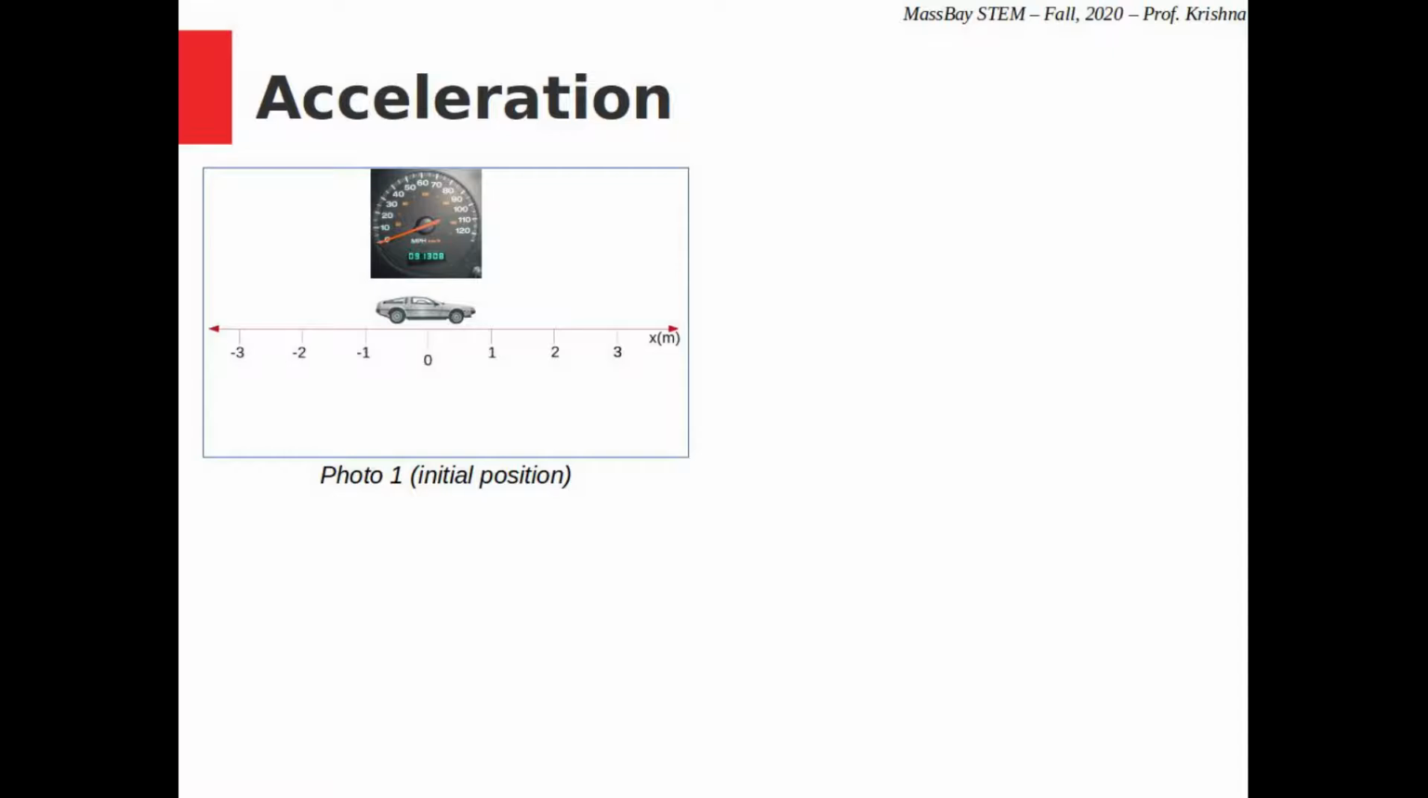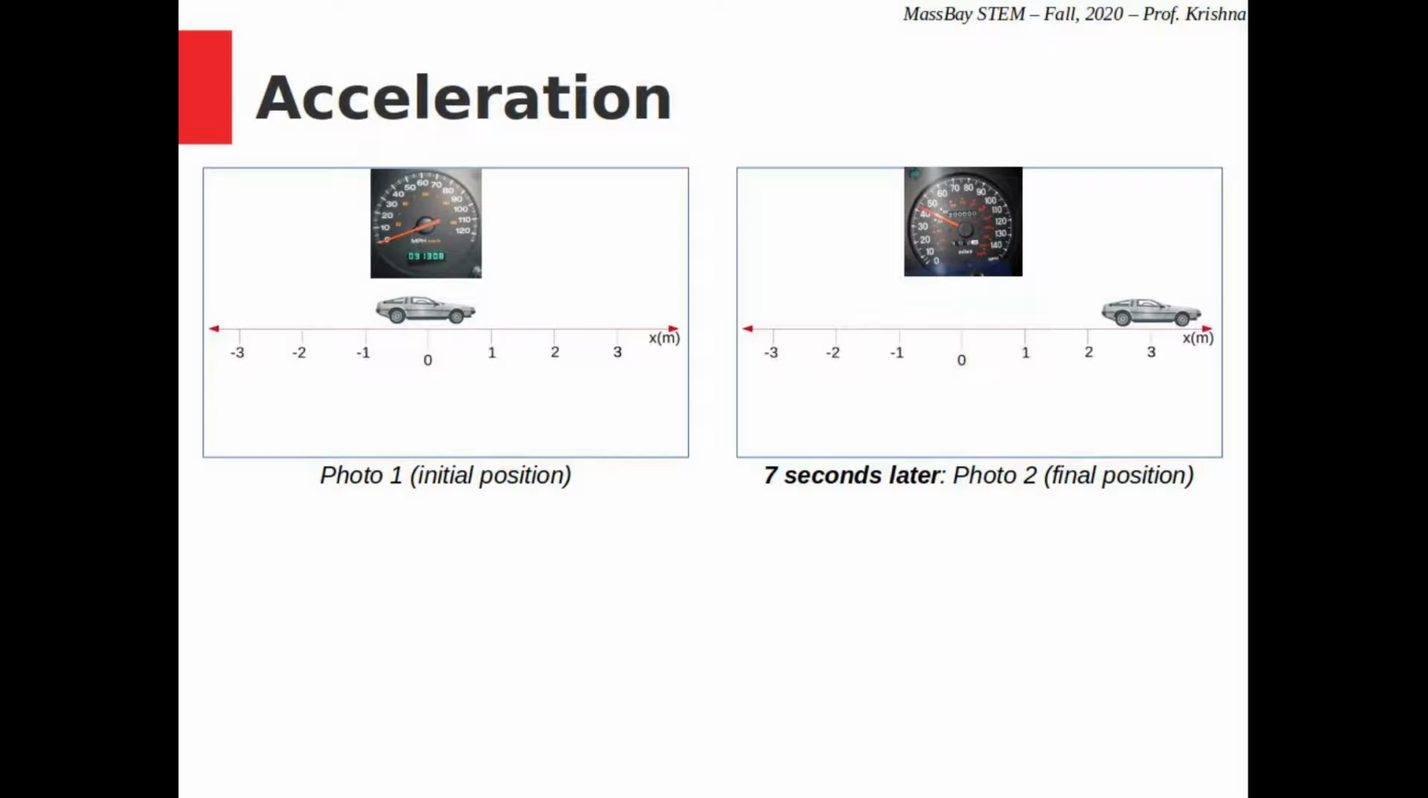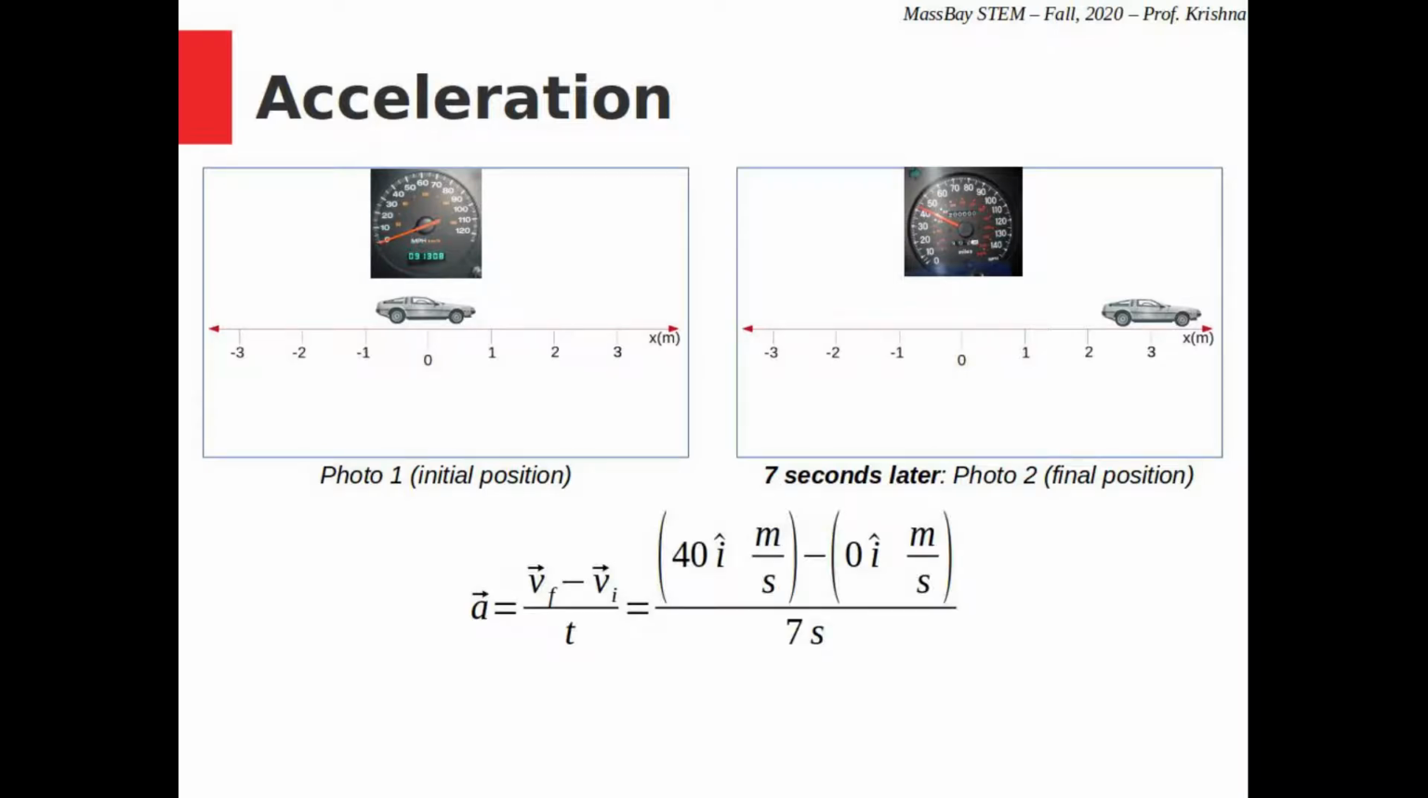By contrast, if you start at rest and floor your gas pedal, you might reach 40 i-hat meters per second in only 7 seconds. In this case, your acceleration is 40 minus 0 over 7, or 5.71 i-hat meters per second squared. That's a much greater acceleration.